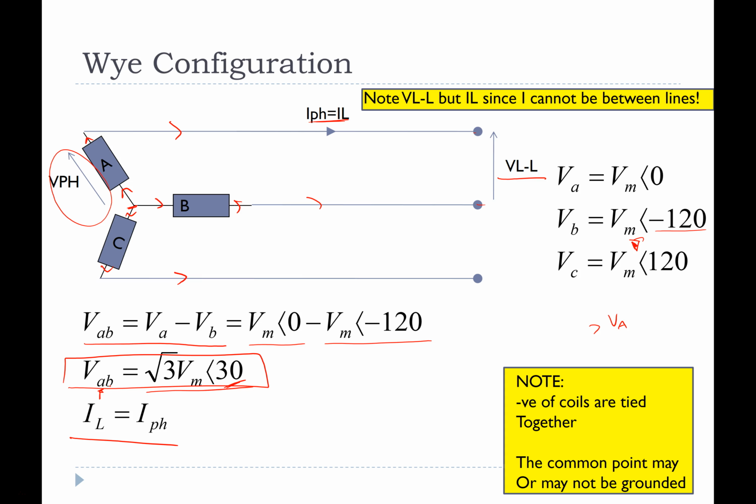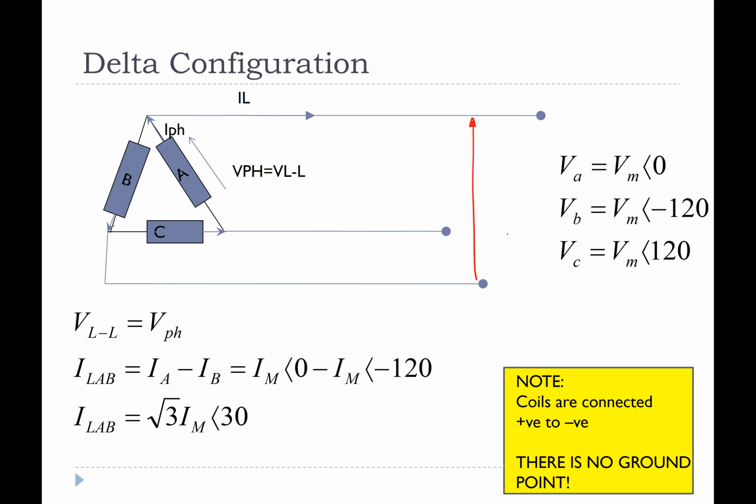For the delta configuration now, again we have our voltages defined the same way, but this time if I look at, say, the voltage between A and B, which is from here to here, if I look at the voltage VAB, you'll see that that is the same as the voltage across one of the phases. So V line to line is equal to V phase.